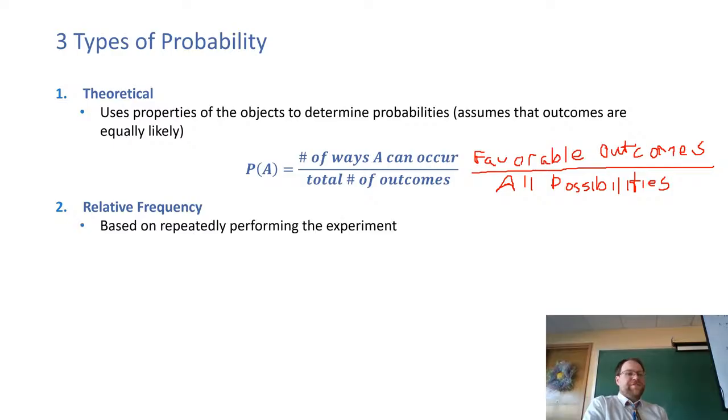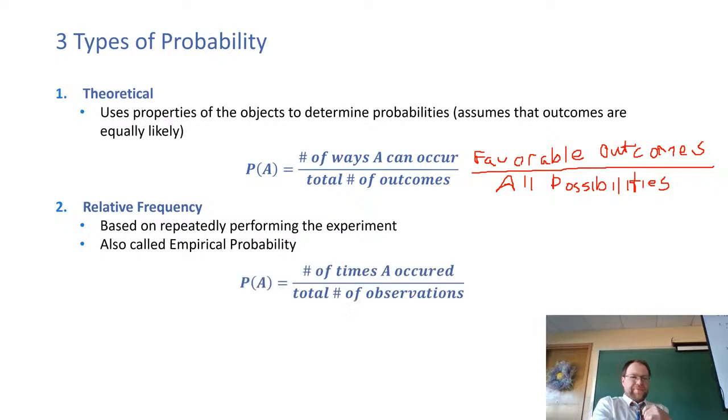Relative frequency is when we repeatedly perform the experiment, but not infinitely many times. It can also be called empirical probability. Basically, how many times A happens over the total number of events that occurred.